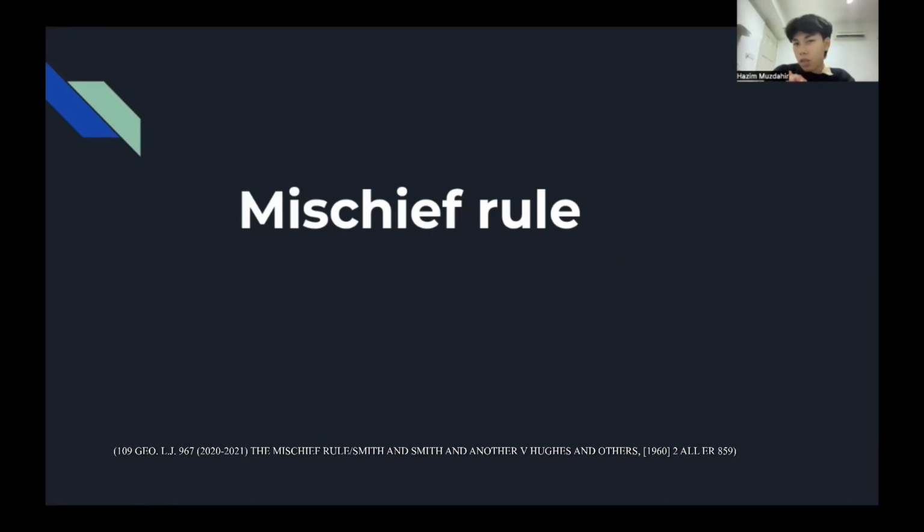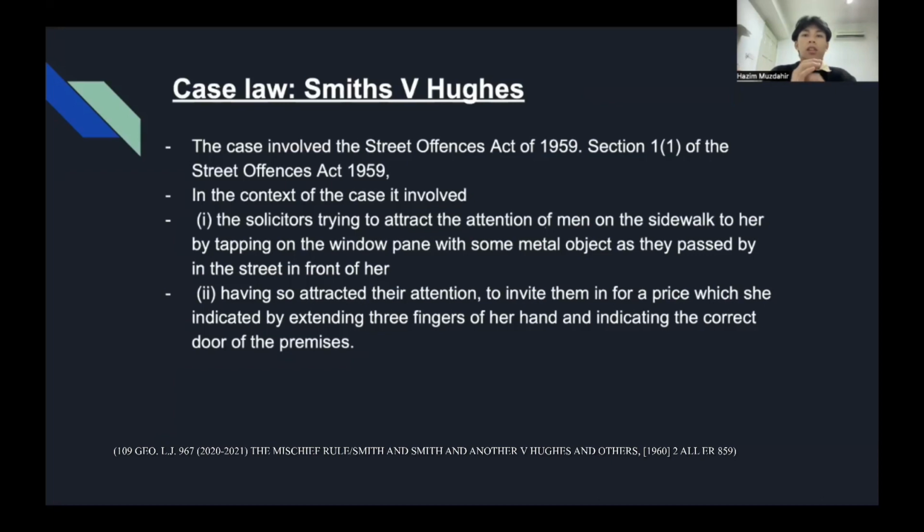So what is the mischief rule? The mischief rule is a lens which judges use to understand or interpret the law or legislation in light of the mischief or evil which the statute seeks to address. To have a further understanding of what the mischief rule is, let's take a look at a case law in which the mischief rule was applied.